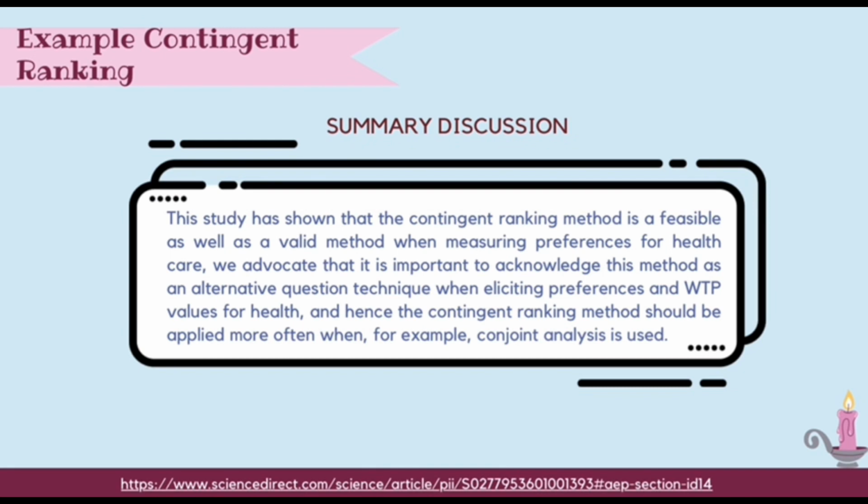For the summary discussion, this study has shown that the contingent ranking method is a flexible as well as valid method when measuring preferences for healthcare. We advocate that it's important to acknowledge this method as an alternative questioning technique when eliciting preferences and WTP values for health. And hence, this contingent ranking method should be applied more often when, for example, conjoint analysis is used.